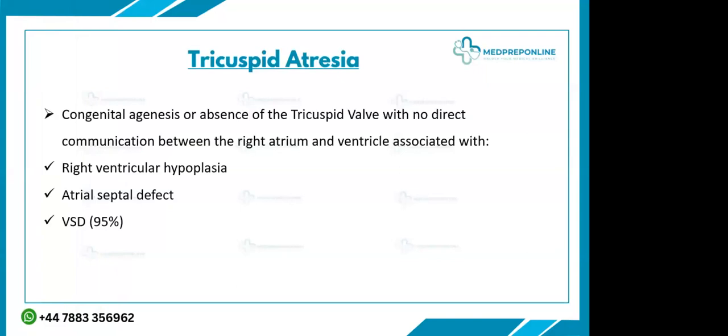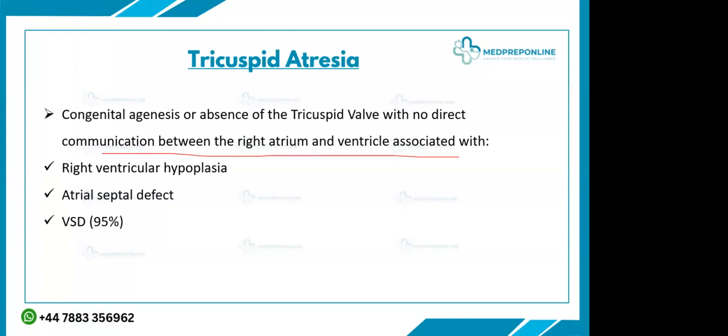So the next thing is tricuspid atresia. This is also another cyanotic congenital heart disease in which there is congenital agenesis, or total absence, of the tricuspid valve with no direct communication between the right atrium and the ventricle. So it is usually impossible for such a condition to exist, to be compatible with life.